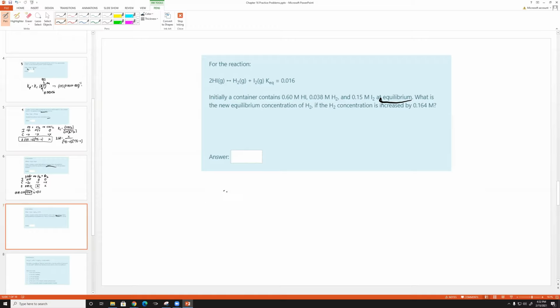So let's write our equation. 2HI yields H2 plus I2. And we're going to draw our ice table, ICE. And now we have different things. So we have at equilibrium 0.6, 0.038, but we're not going to write that now. And then I2 is going to be 0.15.